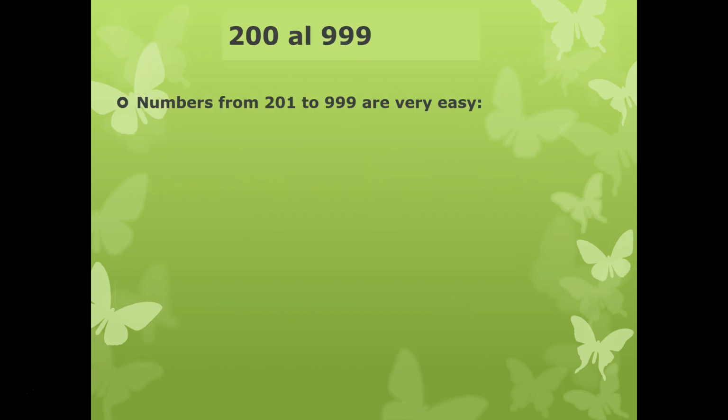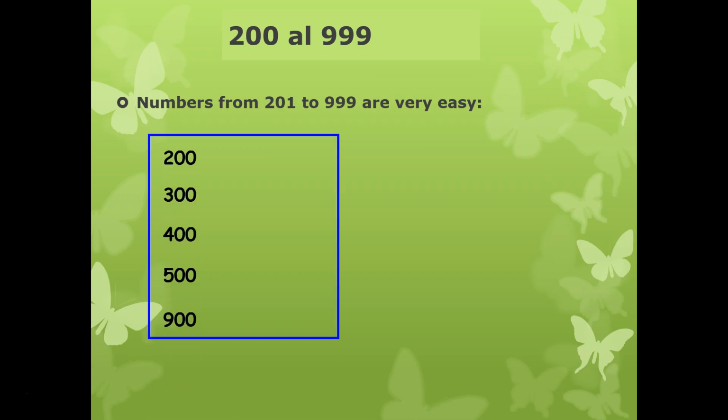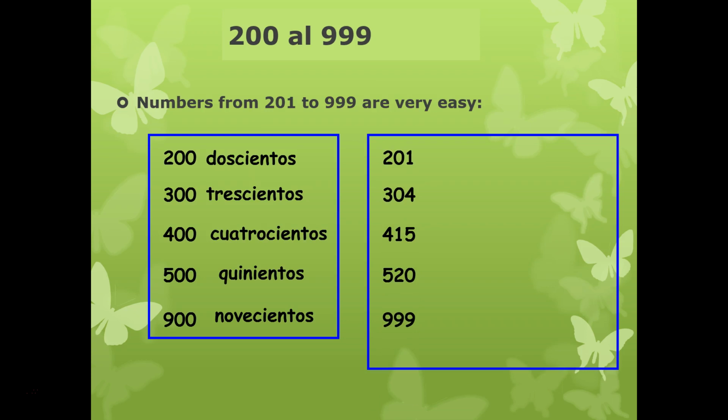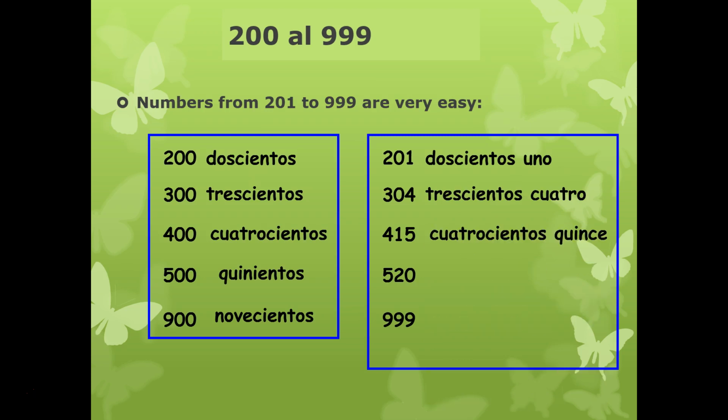Now, numbers from 201 to 999 are very easy. So we have 200, 300, 400, 500, and 900. So how do we say the number? It's very easy. So we have 201, 304, 415, 520, 999.